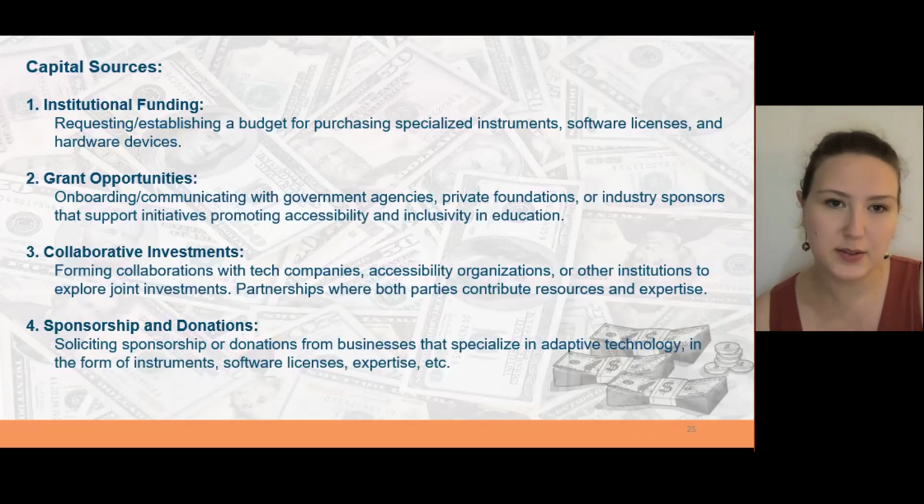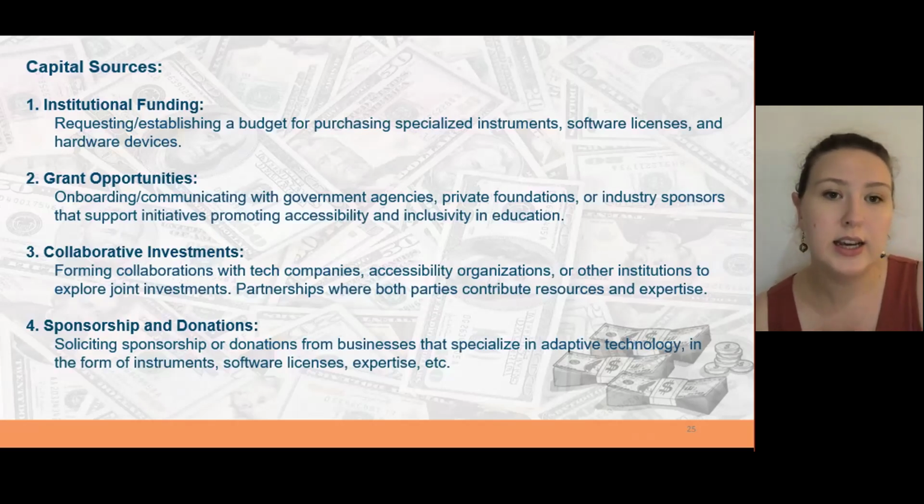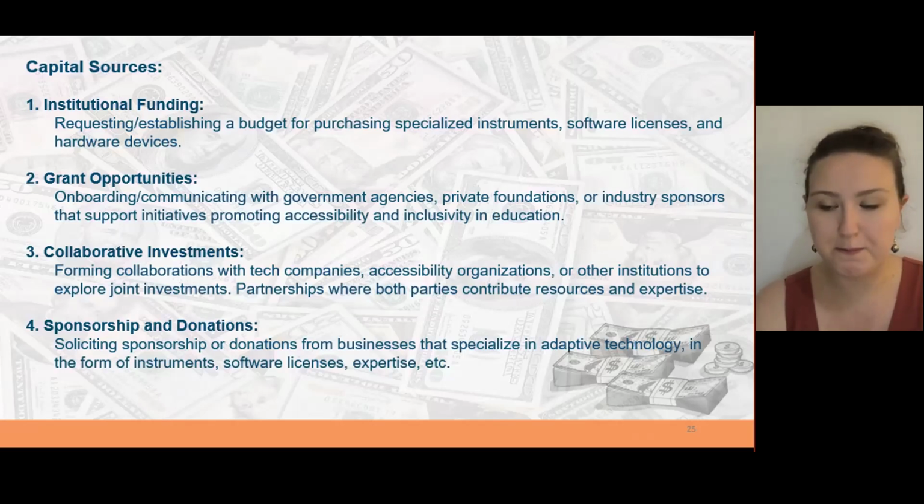3, collaborative investments, forming collaborations with tech companies, accessibility organizations, or other institutions to explore joint investments. Partnerships where both parties contribute resources and expertise. And then also sponsorship and donations, soliciting sponsorship or donations from businesses that specialize in adaptive technology in the form of instruments, software, licenses, expertise, etc.